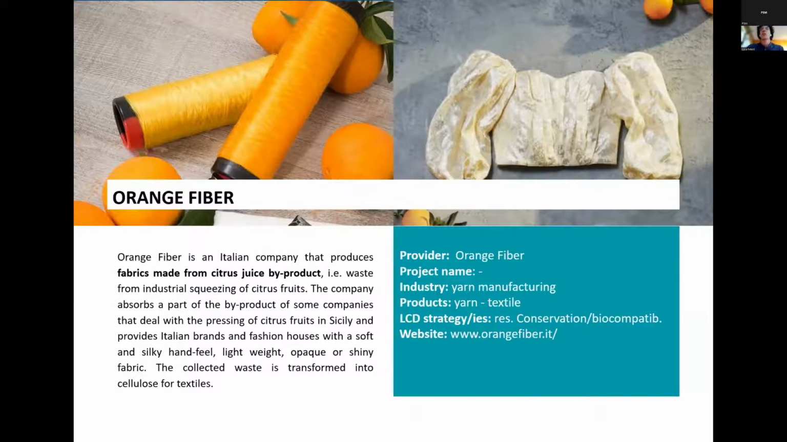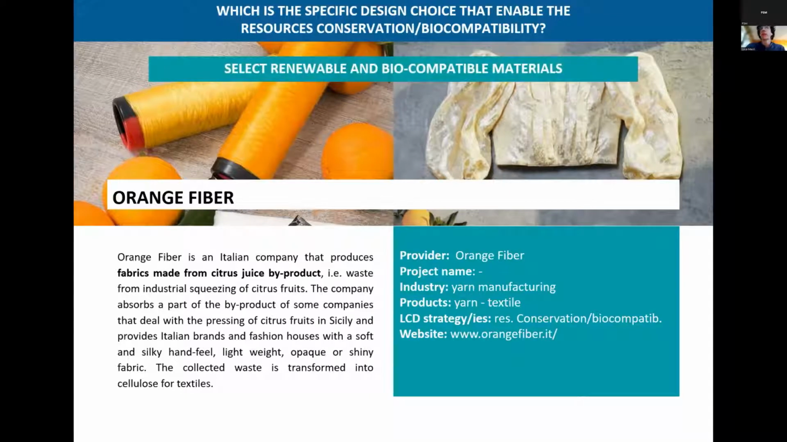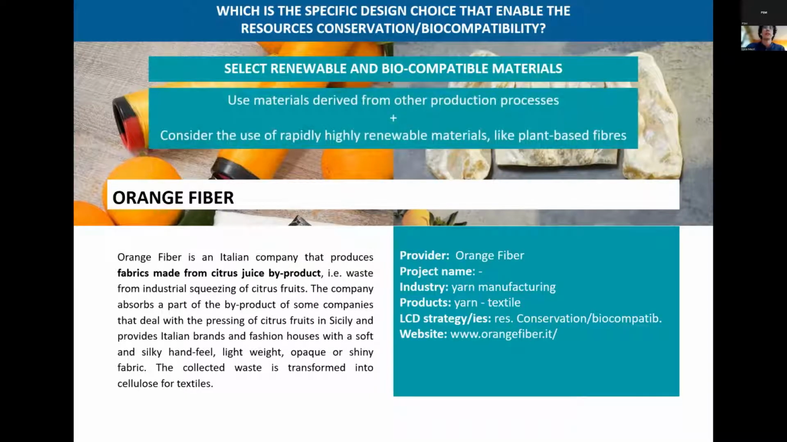But the concept is using orange byproducts to create a fiber through a proprietary technology which is under their control, and making some beautiful clothes. So again, it's a matter of selecting the renewable material. The guideline applied here is using materials from other production processes and considering the use of rapidly renewable materials like plant-based fibers. So orange, considered in the right context, could be a rapidly renewable material.